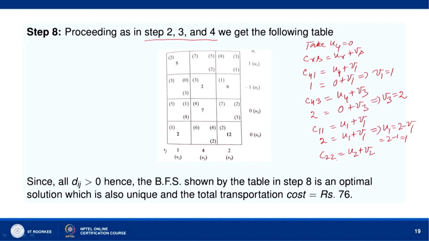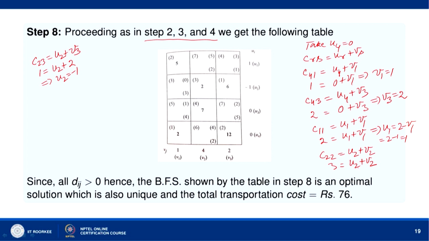Okay. So, C23 equals U2 plus B3. We are giving 6 to second row third column. So, C23 equals U2 plus B3. Okay. So, what is it? C23 is equal to 1, equal to U2 plus B3, and B3 equals 2. So, U2 equals minus 1.